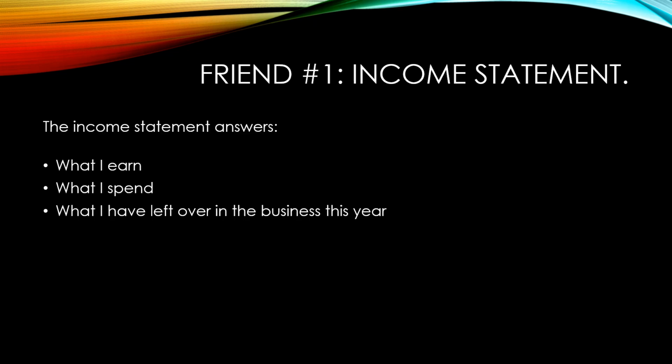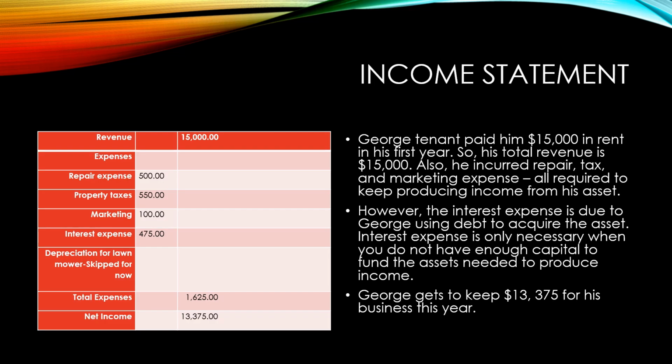The income statement is our first friend. The income statement answers what I earn, what I spend, and what I have left over in the business this year. Now, George Tennant paid him $15,000 in rent the first year. These are just assumptions. So his total revenue will be the $15,000.